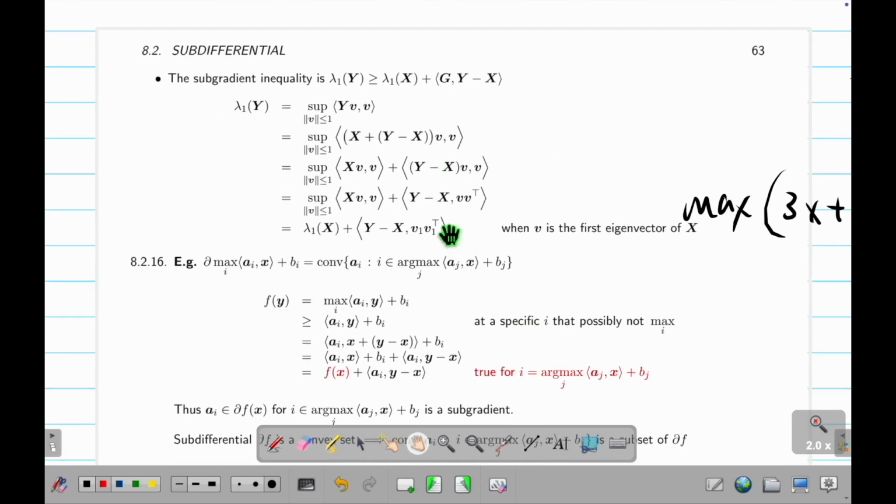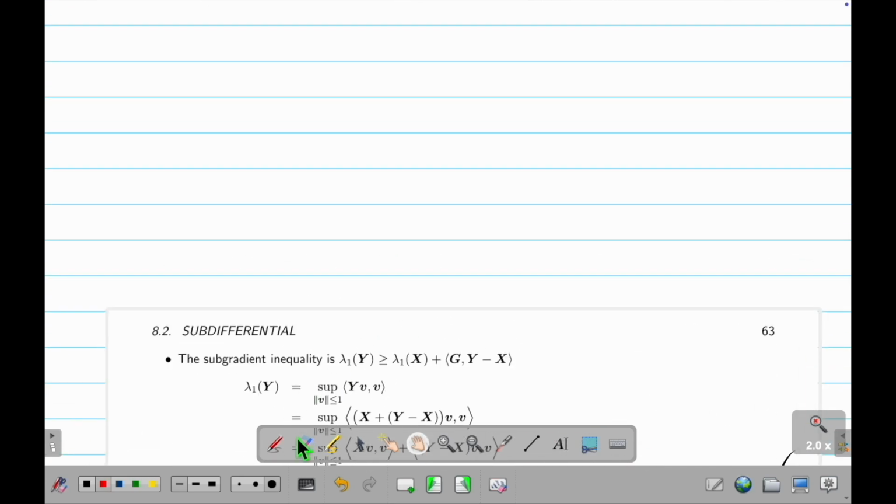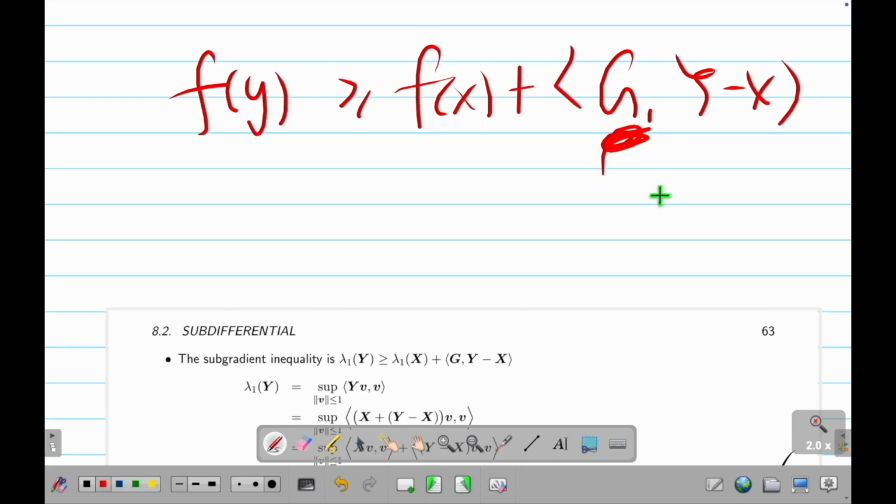So these are two examples. I do the eigenvalue. I do the max. So in other words, what are you trying to do? You try to create this inequality. Then the thing here will be the subgradient. And this can be anything as long as it's a convex function.